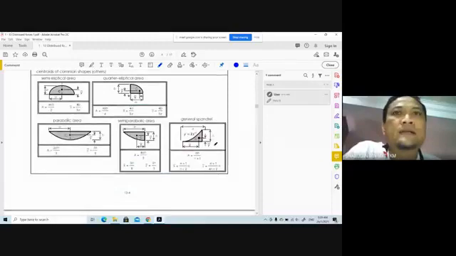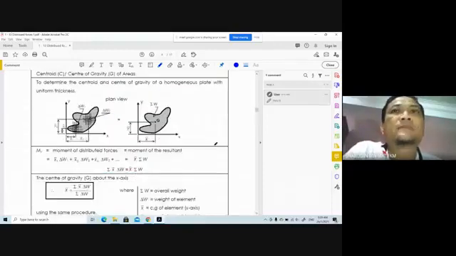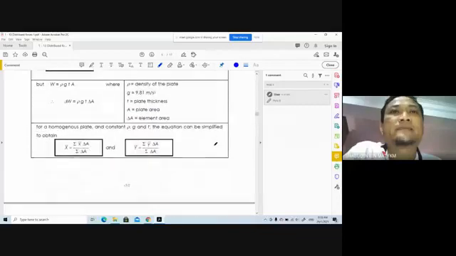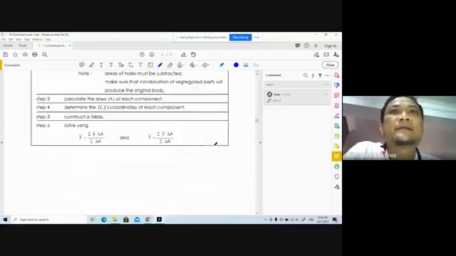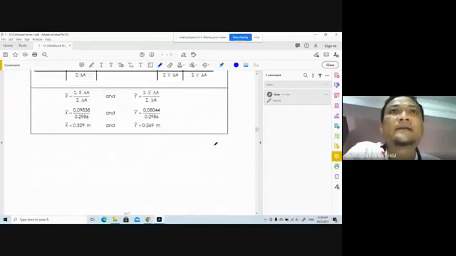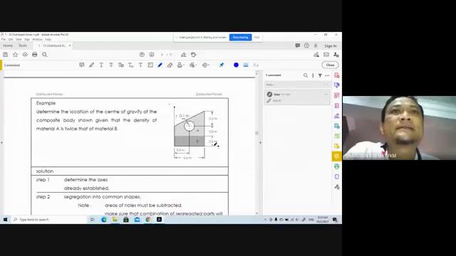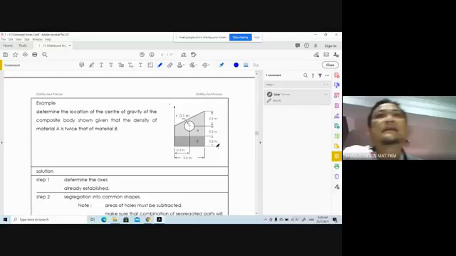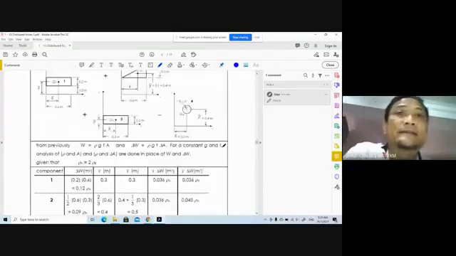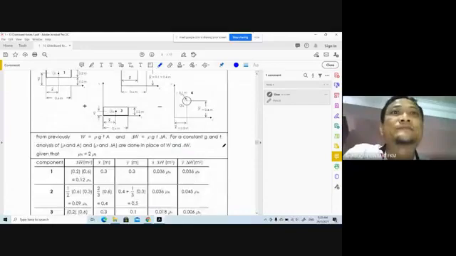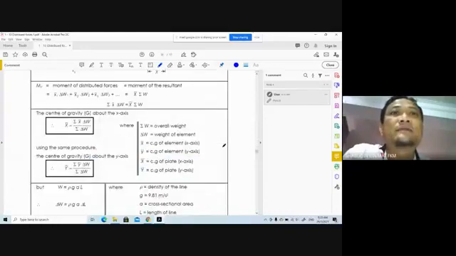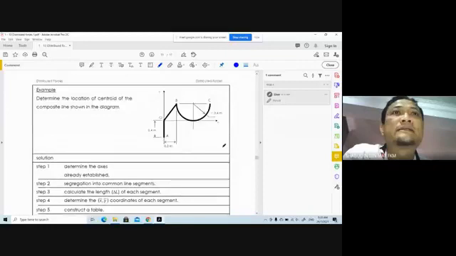Okay, if you have a complicated object like this, we went through all this. We did all of it, and these are the things that we did. This is the example where the density of the material is not the same. Hopefully it will not come out in the examination. Then we did all this, and then we went through how to get this equation.